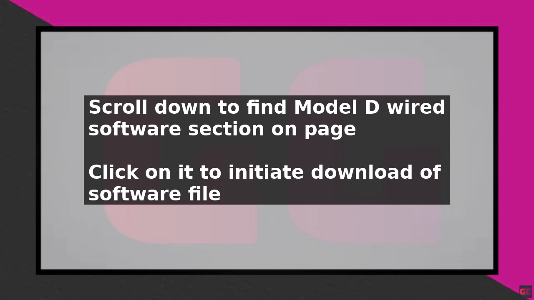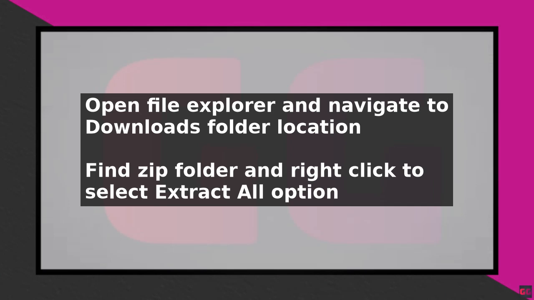The file will be saved as a zip folder. So open your File Explorer. Navigate to the Downloads folder and find the zip folder. Right-click on it, select Extract All, and then Extract again. This will give you access to the contents of the folder, which includes a README document and the software.